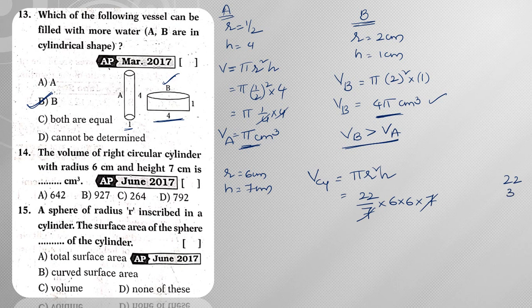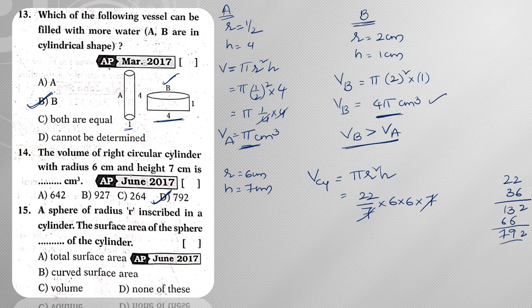So 22 into 36. 6 2s are 12, 6 2s are 12 plus 1 is 13. Next, 3 2s are 6. On adding, what am I going to get? 2, 9 and 7. Hence the answer is 792, right?